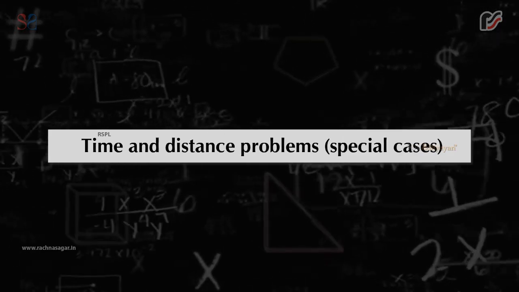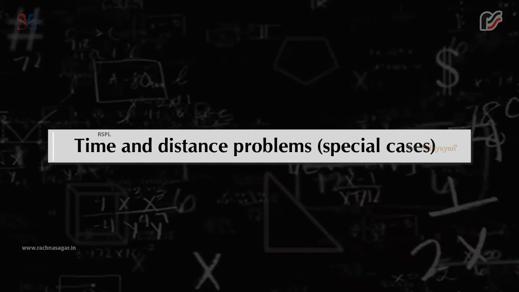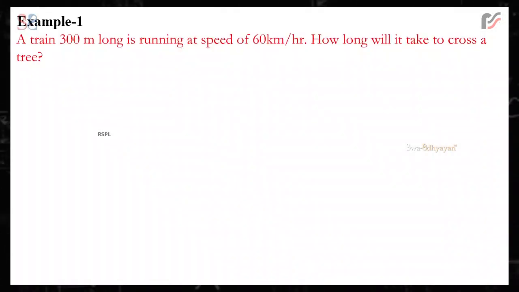Time and distance problems. Special cases. Example 1. A train 300 meters long is running at a speed of 60 kilometers per hour. How long will it take to cross a tree?